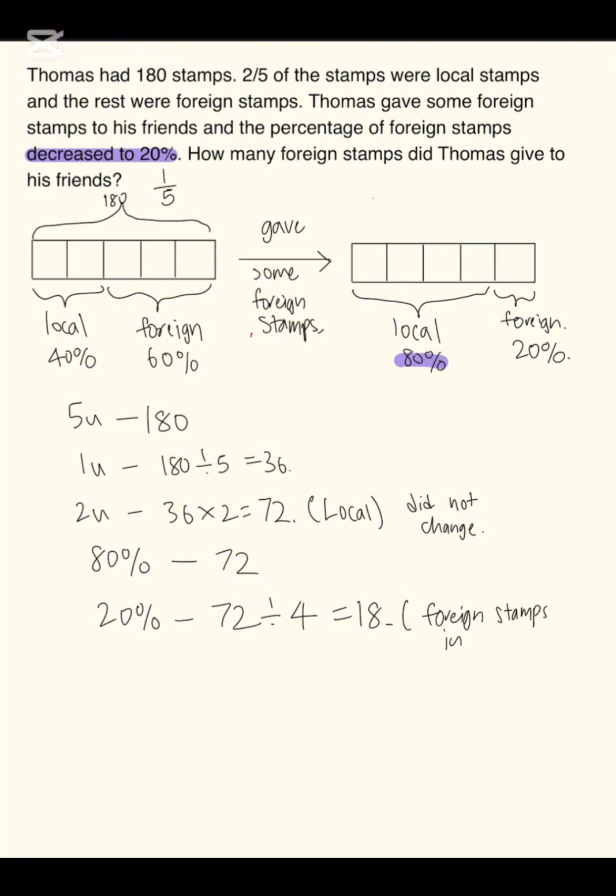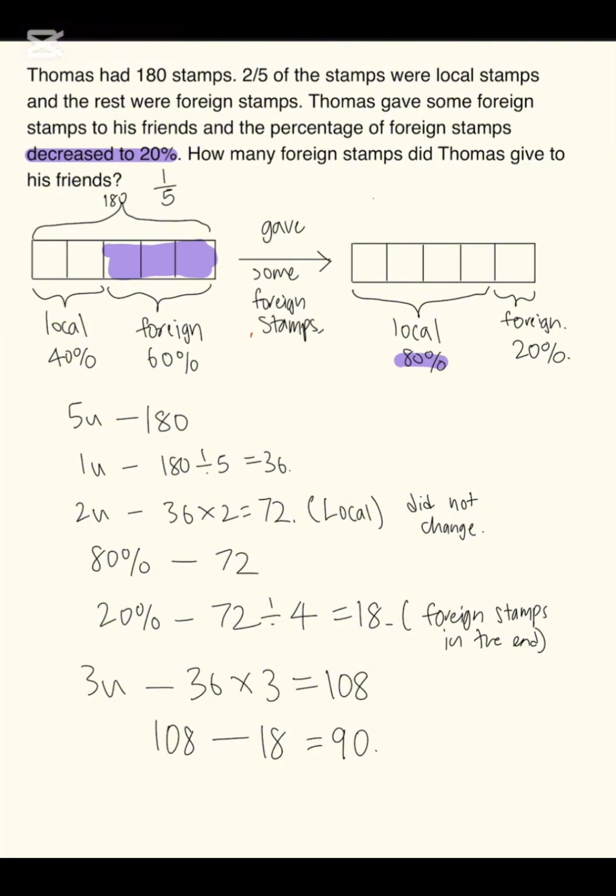Okay, and this also means that I have 18 foreign stems in the end, right? So how many stems did I have at first for foreign stems? It is 60% or 3 units here. 1, 2, 3. 3 units here. So, again, 3 units is just 36 times 3. This is 108. So how many foreign stems did Thomas give to his friends? I just take how many I had at the start minus how many I had at the end, which equals 90. So actually, my answer is just 90.